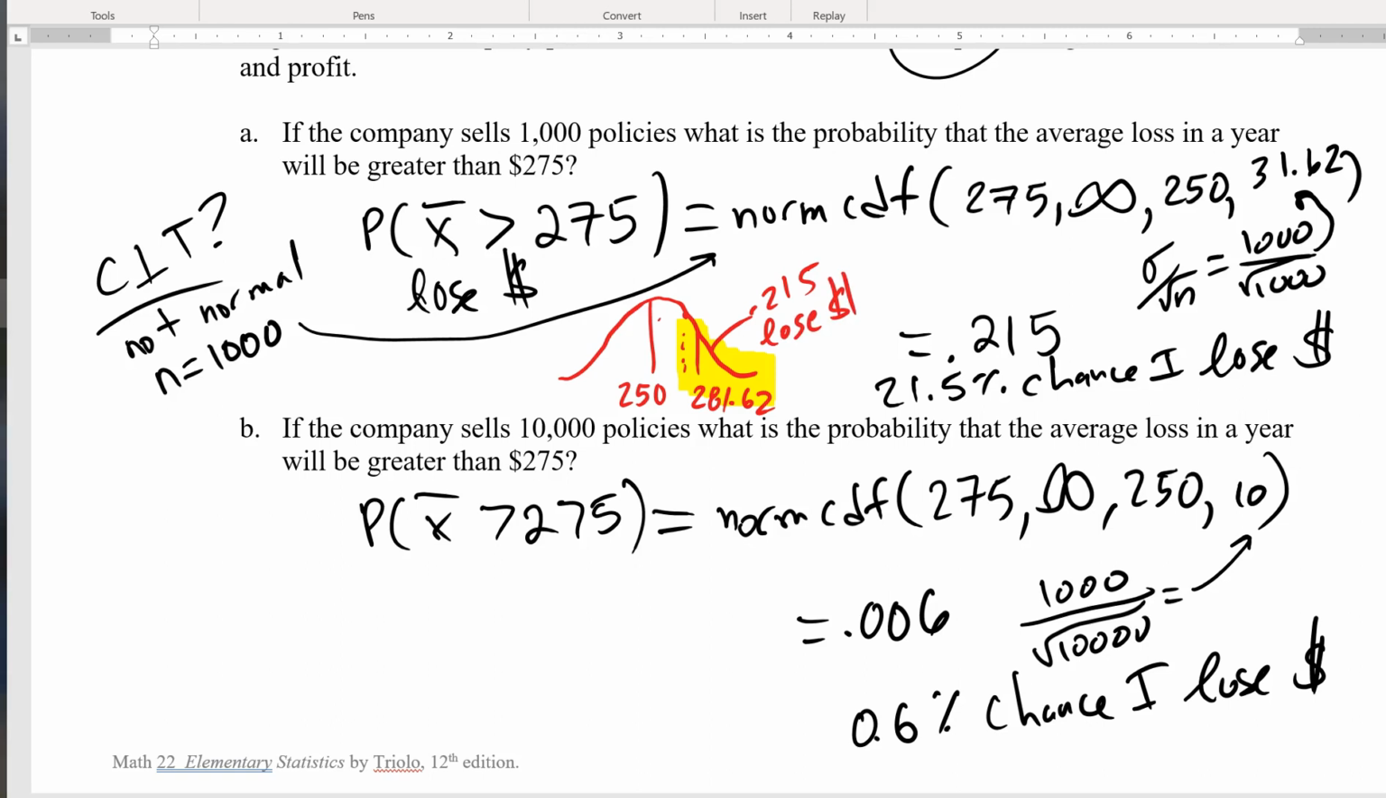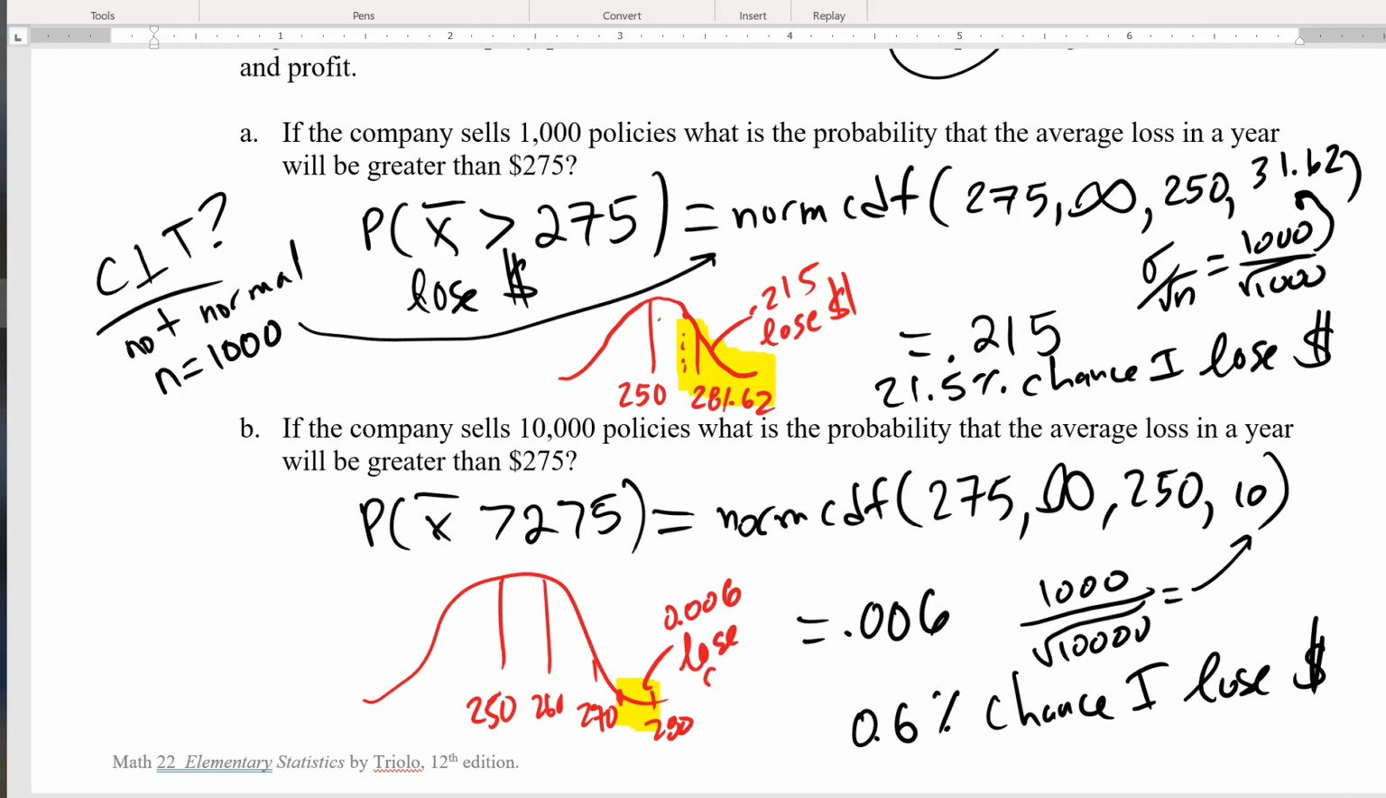What happened down here? Well, the mean's still the same, but the standard deviation is now 10. So here's 260. Past that is 270. Past that is 280. Where's 275? Between 270 and 280, here's my probability of losing money now. Instead of a 20% chance, there's a 0.6% chance of losing money.